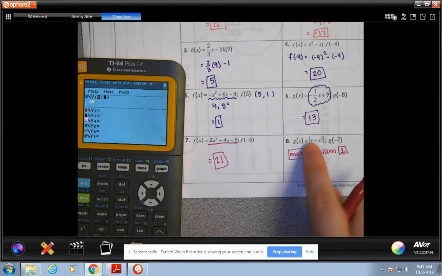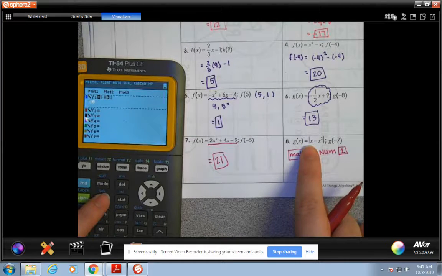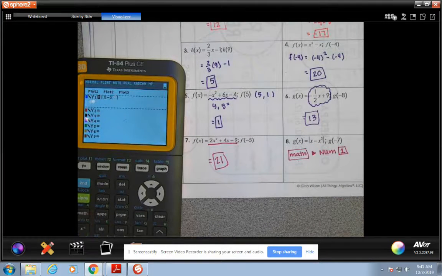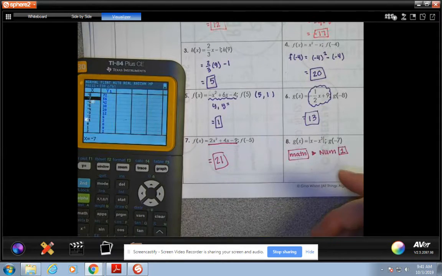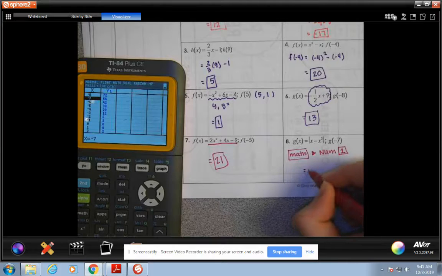Then I'm typing in x. Notice how I'm typing in exactly how it's written on my page, minus x squared. And then I'm going second graph, and I'm looking for where x is negative 7. y is 56. So 56 is my answer.